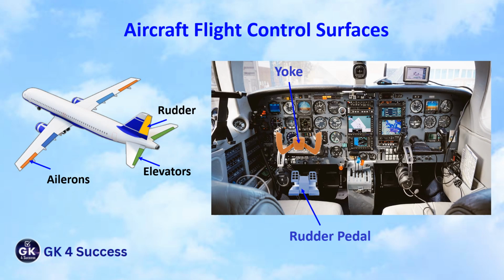An aircraft has 3 primary control surfaces: the ailerons, the elevator and the rudder. These control surfaces are deflected by pilot sitting in the cockpit. The pilot uses the control stick called yoke to control the motion of the aircraft in pitch and roll, and by pressing the rudder pedal by his foot to control the motion of aircraft in yaw.